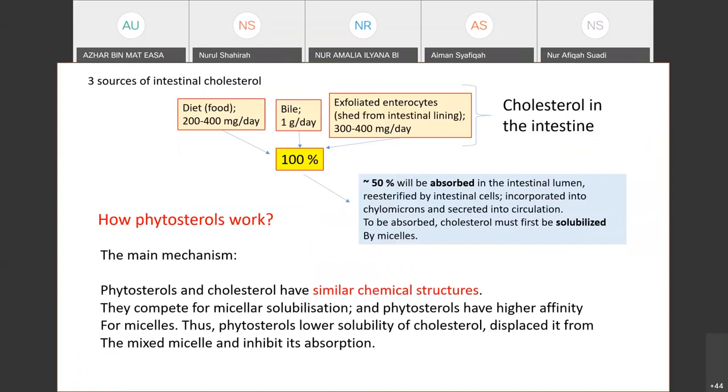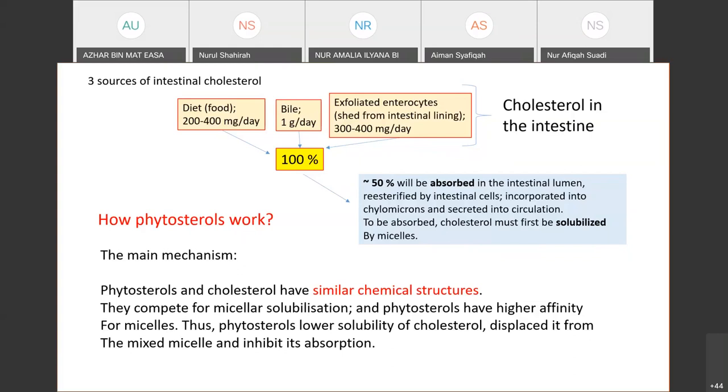Okay, how does it work? You always want to know the mechanism inside our body, somewhere near the intestine, where the absorption happens. There will be three sources of intestinal cholesterol. One from food, of course, or from diet, about 200 to 400 milligrams per day, which is not that much. There is more cholesterol in the bile, coming up from the liver, 1 gram a day. And there is also quite a lot of cholesterol from the layers of the intestinal lining that are shed away. They call it exfoliated enterocytes, yeah, the cells lining the intestine. So that produces about 300 to 400 milligrams of cholesterol a day. So these constitute 100% cholesterol.